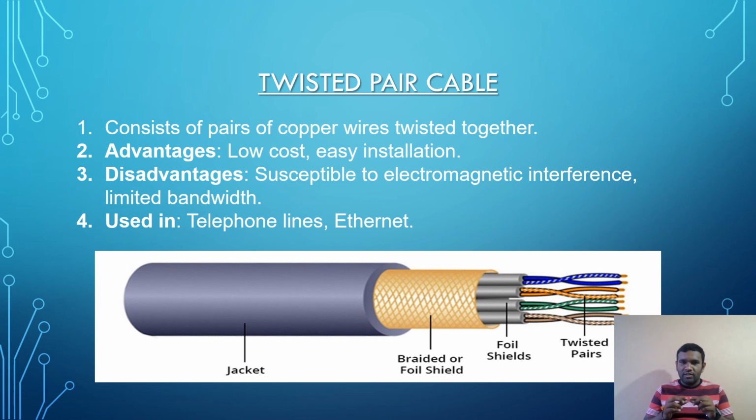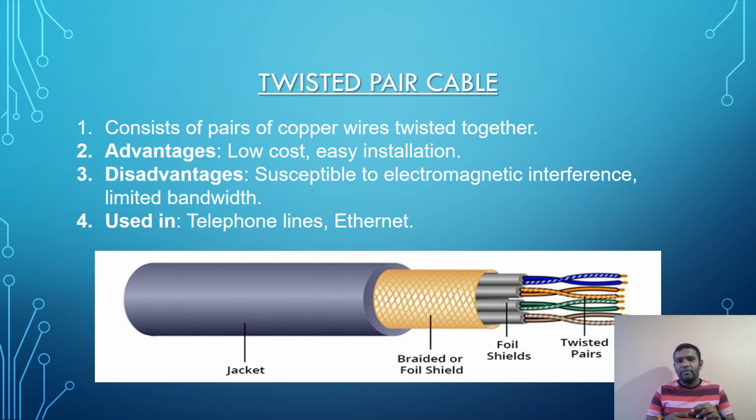When there is a twisted pair cable, if an electromagnetic device is brought near the wire, the message gets disrupted. One more disadvantage is that they have a limited bandwidth. They cannot take higher bandwidth. This kind of twisted pair cable is majorly used in telephone lines and Ethernet.